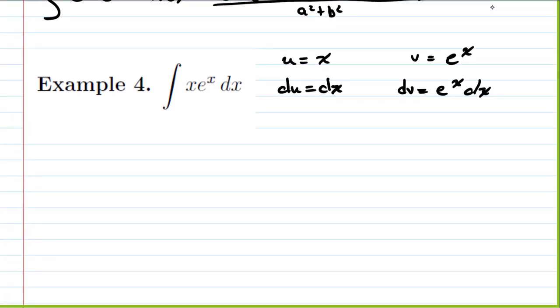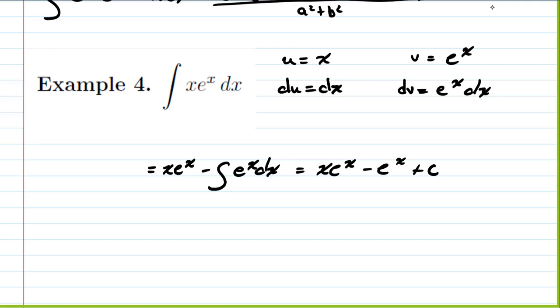So we get that our integral is going to be u times v, so x e to the x minus the integral of v du. So e to the x dx. So we have x e to the x minus the integral of e to the x plus c. So our antiderivative of x e to the x is x e to the x minus e to the x plus c.